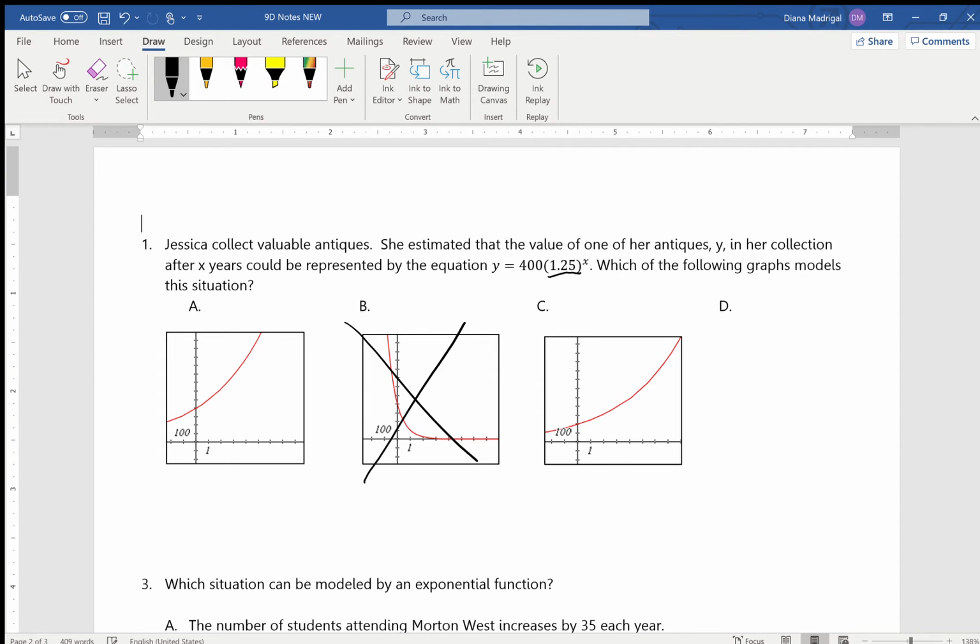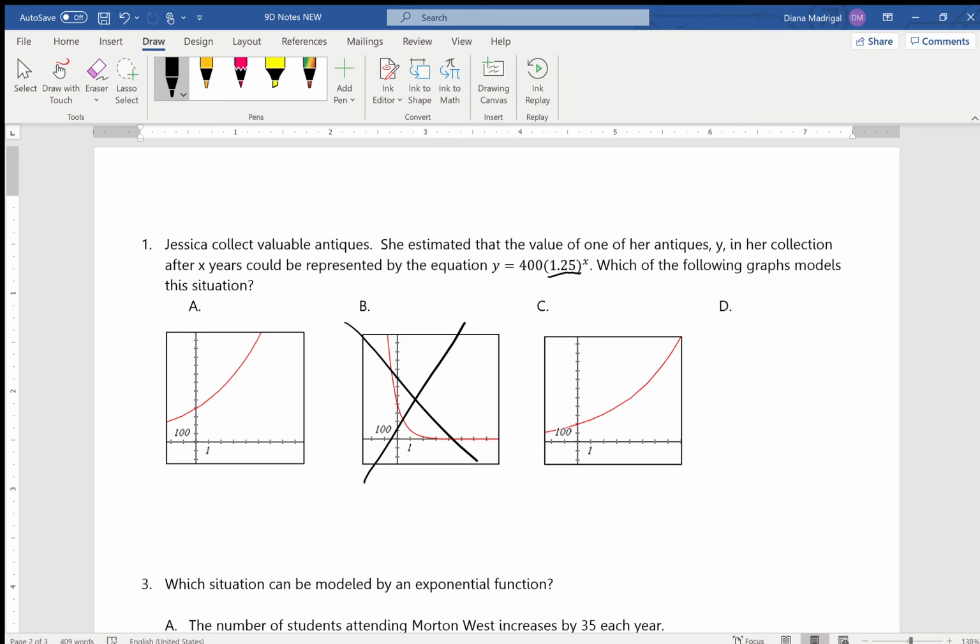Again, you read the graphs from left to right, okay? From left to right. So it's greater, it's growing, so it's increasing. The two graphs that are increasing are A and C.